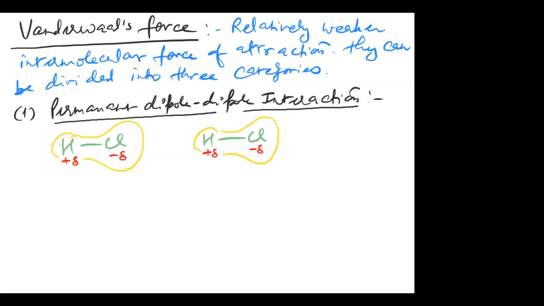So between these two HCl molecules, we have this type of interaction. This interaction is known as permanent dipole interaction. They already have some dipole moment, both HCl molecules. This permanent dipole interaction is also known as Keesom forces. Keesom is a scientist's name.